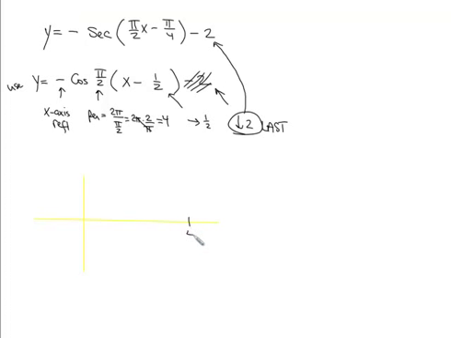Our period is 4. Actually, let me make this a little bit smaller. Let's put 4 here. Make it a little easier to draw. Half of that is 2. Half of that is 1. 1, 2, 3, 4. Our amplitude for our cosine curve is 1.